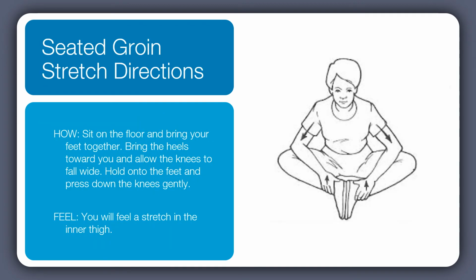Next is the seated groin stretch. So you're in a seated position. You bring the soles of the feet together. You press the insides of the feet together and allow the knees to draw down. You can press a little bit with the elbows into the knees, but that's not necessary.